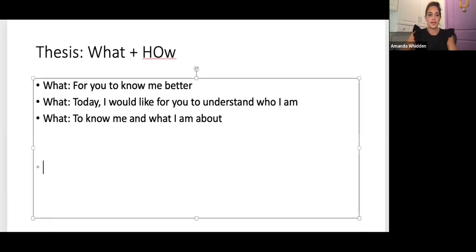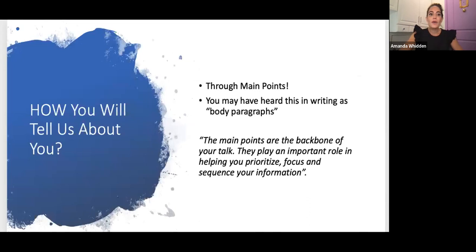Then we need to know the next one. How in the world are you going to then let us get to know you? So for you to get to know me better, which ways? Well, through those main points. And these are those body paragraphs, if you will, where we start to develop who we are and what that content is. These main points are the backbone of your talk. They play an important role in helping you prioritize and helping you focus and sequence your information.